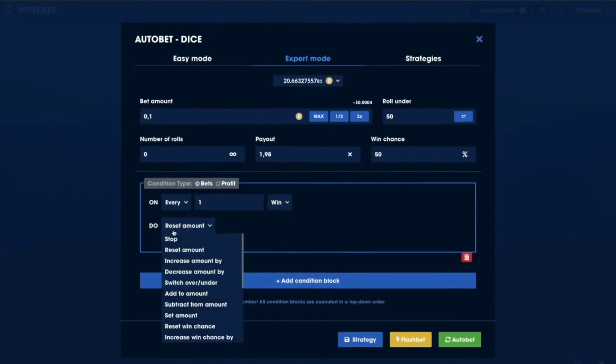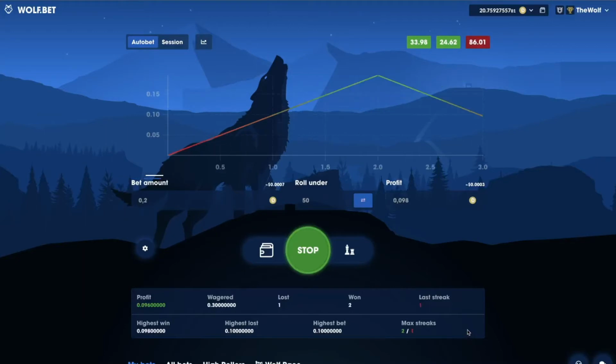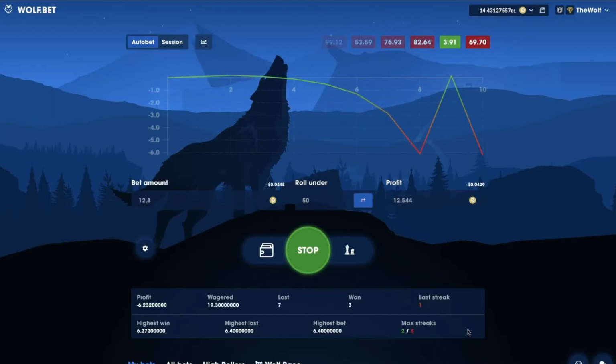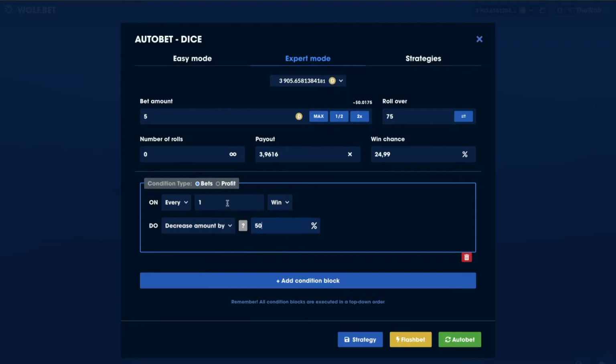When you select increase amount or decrease amount, you type a percentage of how much you want to see your balance change. For example, if I select increase amount by 100% when there is a loss, your bet amount will double on every loss. As you can see, our amount is doubling on every loss. By selecting decrease amount by, let's say, 50% on every streak of 5 losses, your amount will be half when there are 5 losses in a row.